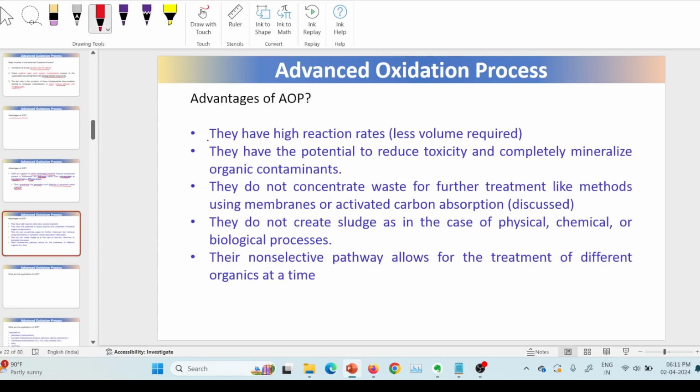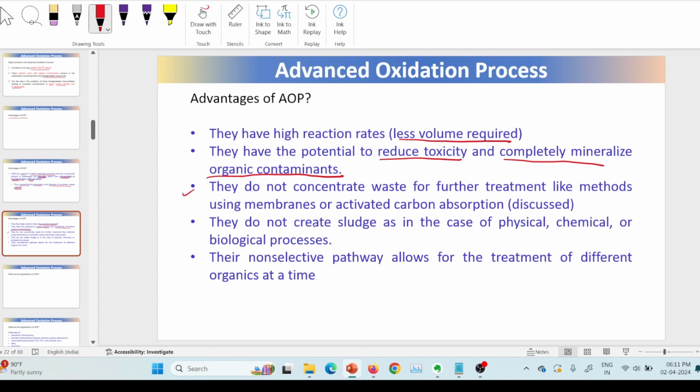Advantages of AOP. So further we have some elaboration of advantages. They have high reaction rates. So if the reaction rate is high, less volume is required. And if volume is constant, then we can treat more volume of water or more discharge can be treated. They have the potential to reduce toxicity and completely mineralize organic contaminants. They do not concentrate waste for further treatment like methods using membranes or activated carbon adsorption that we discussed already.